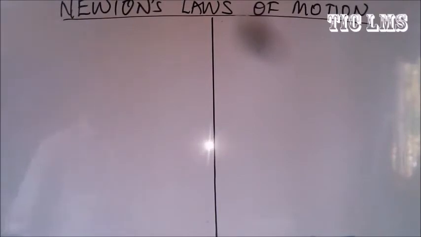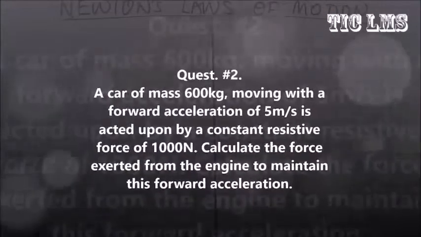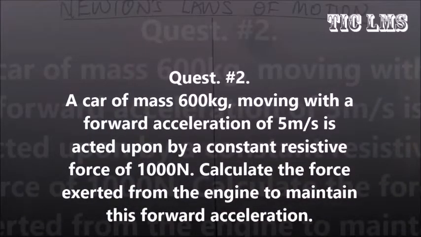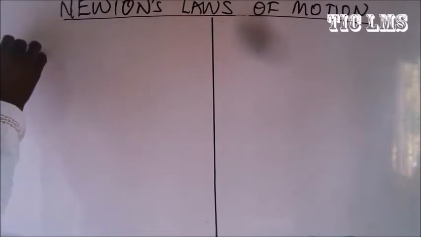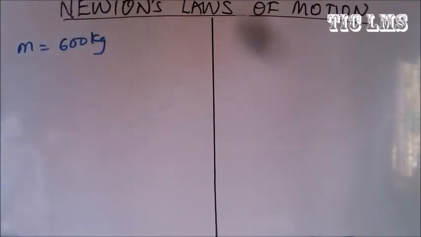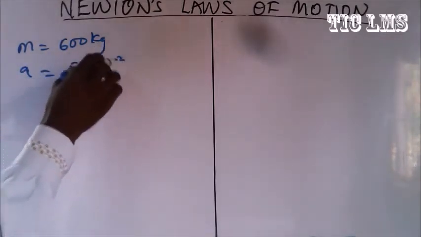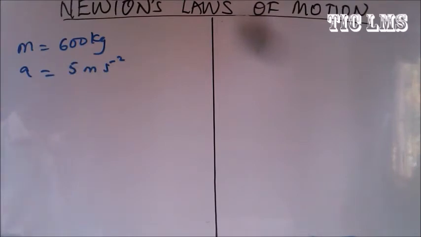Alright, this next question says a car of mass 600 kg moving with a forward acceleration of 5 meters per second squared is acted upon by a constant resistive force of 1000 Newton. Calculate the force exerted from the engine to maintain this forward acceleration. Here we have a car that has mass 600 kg and it is moving with a forward acceleration of 5 meters per second squared. Now it is acted upon by a resistive force which is acting against it.